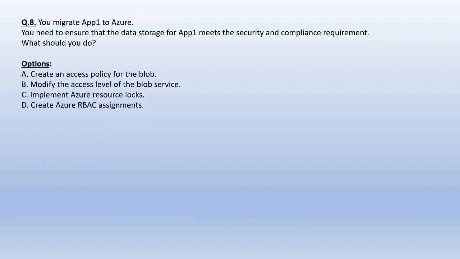Question number 8. You migrate F1 to Azure. You need to ensure that the data storage for F1 meets the security and compliance requirement. What should you do? Options: A. Create an access policy for the blob. B. Modify the access level of the blob service. C. Implement Azure resource lock. D. Create Azure RBAC assignments.